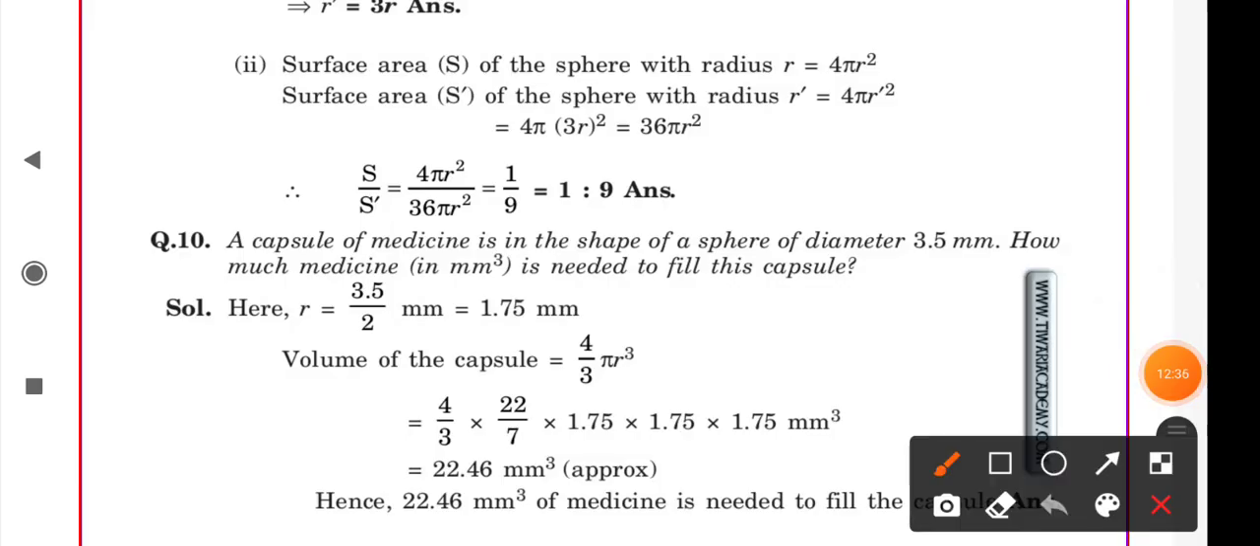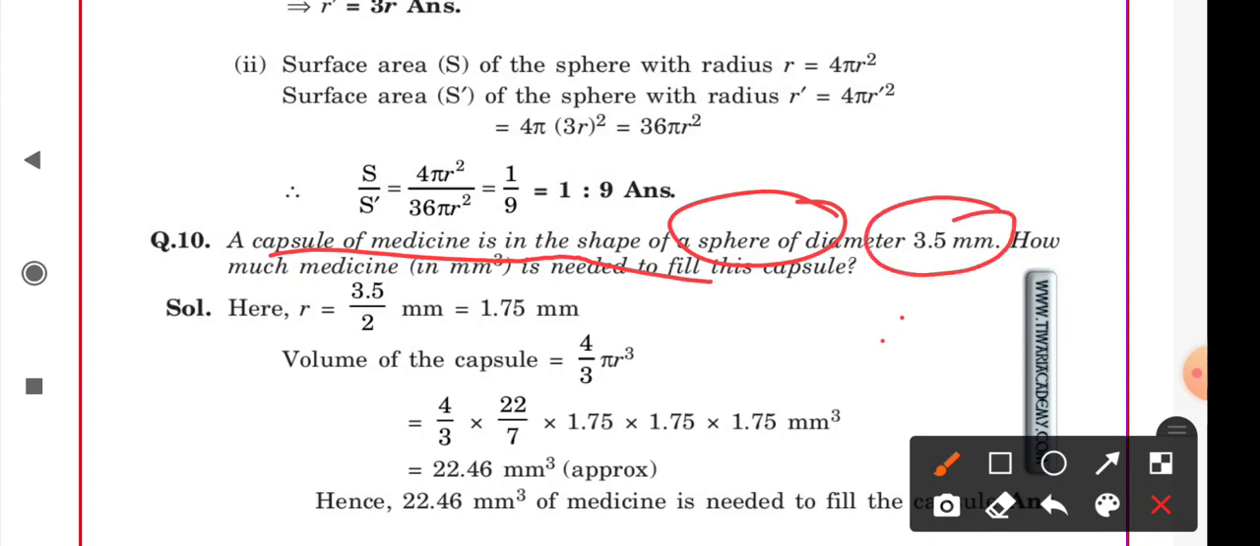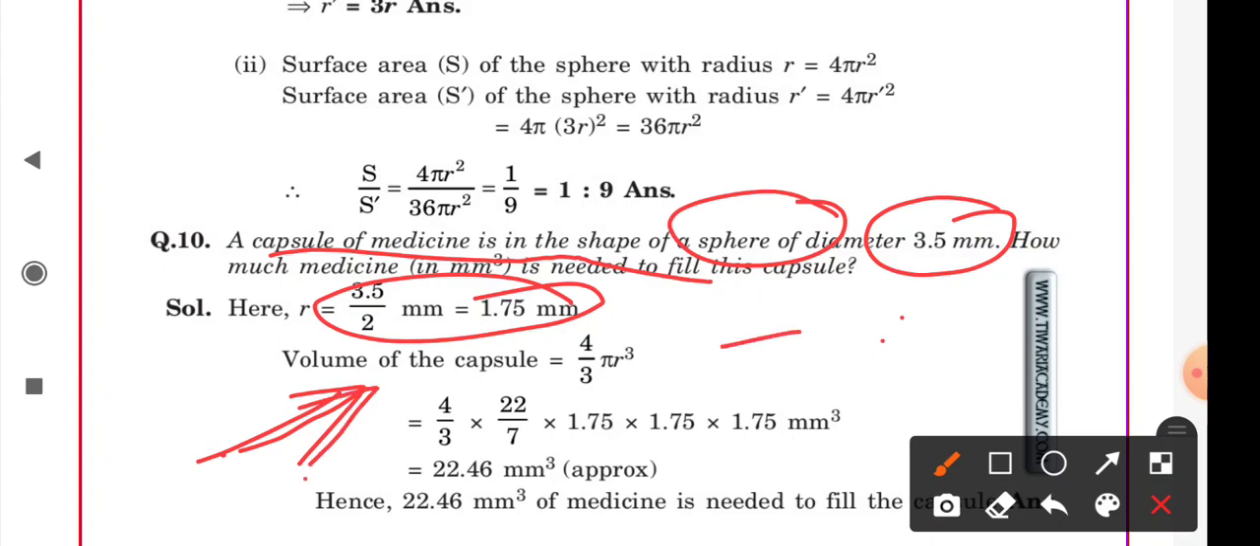This is the last question of this exercise. It is a capsule and it is in the shape of a sphere, and you have to fill some medicine inside it, and the diameter is given. So first you will find out the radius and how much volume of the medicine will be filled inside it. That is, you have to find out the volume of this capsule, 4 upon 3 pi r cube. You will substitute all the values and you will get the answer of this question.